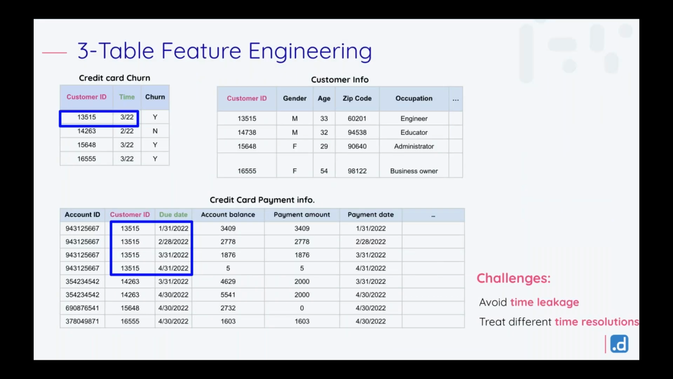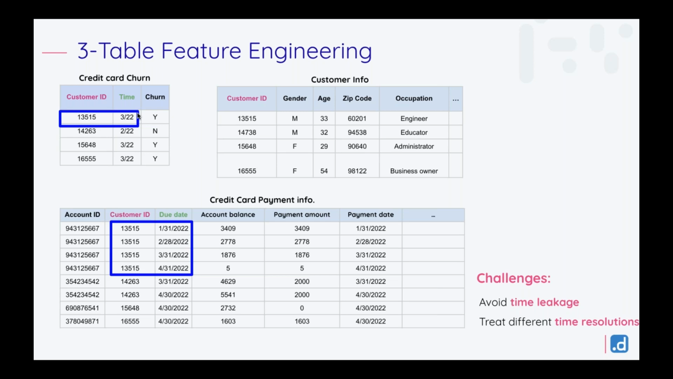And the real challenge is more than that. When we are dealing with this kind of time series data, there is a constant hurdle, and that is called time leakage. What is time leakage? Let's look at this credit card churn table, which is the target table here. We are interested in predicting customers' churn behavior. Let's say for this particular customer, 13515, we are interested in predicting for this customer at March 2022 if this customer is going to churn.